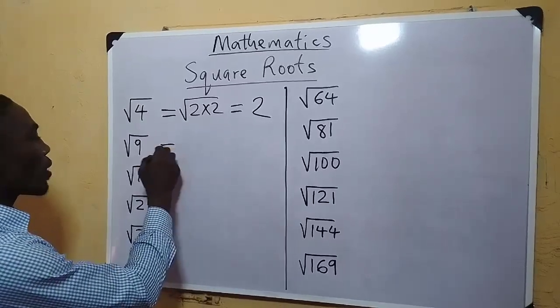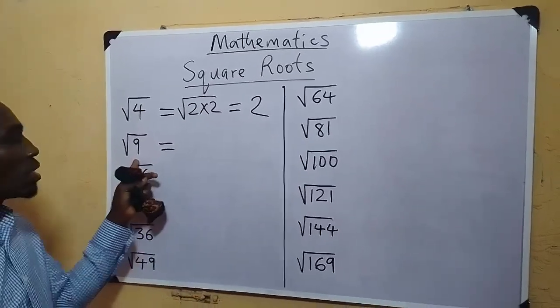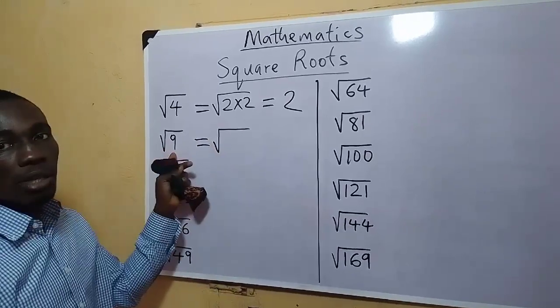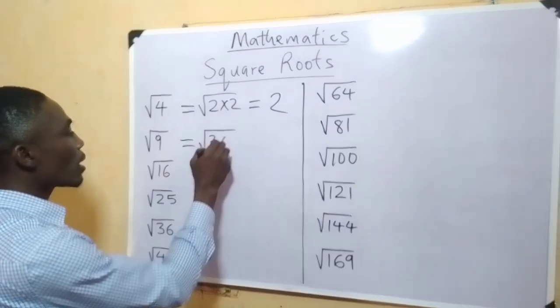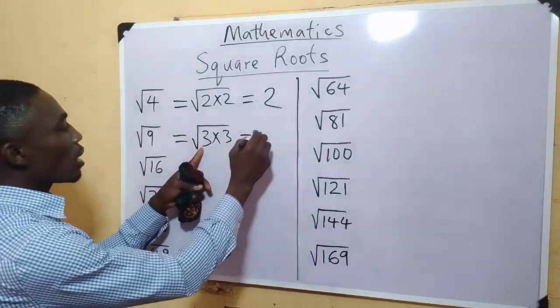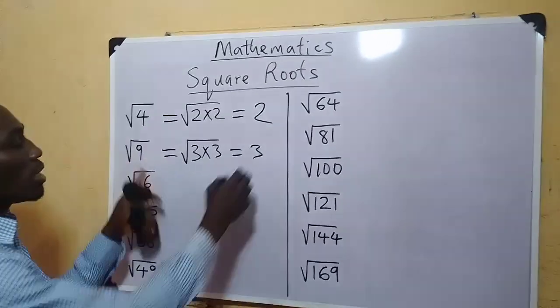If you want to find square root of 9, you ask yourself, which number will multiply 2 times to give you 9? That is what? 3 times 3 will give us 9. So you just pick 1. That is 3. So that means square root of 9 is 3.